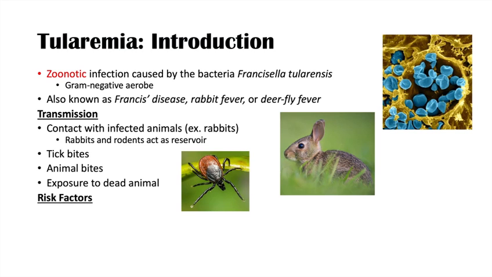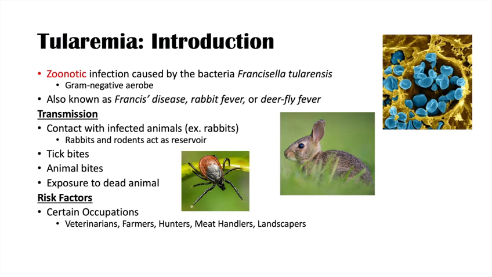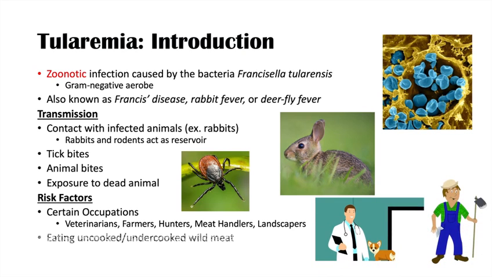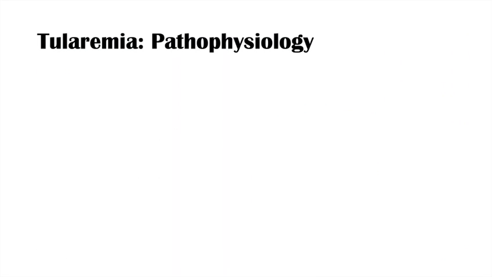So the risk factors for this condition are related to the transmission. So certain occupations are more at risk for getting tularemia, occupations like veterinarians, farmers, hunters, meat handlers, and landscapers. Another risk factor is eating uncooked or undercooked wild meat, particularly rabbit meat. You can also see it through camping, just because of the tick bites and other exposure to infected animals. What is the pathophysiology of this condition?